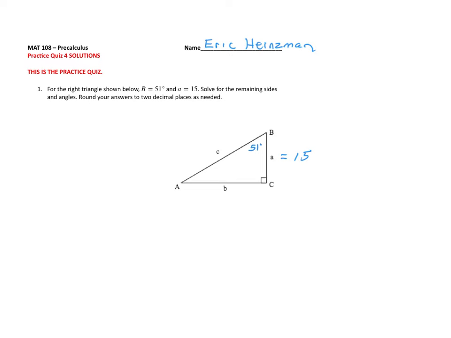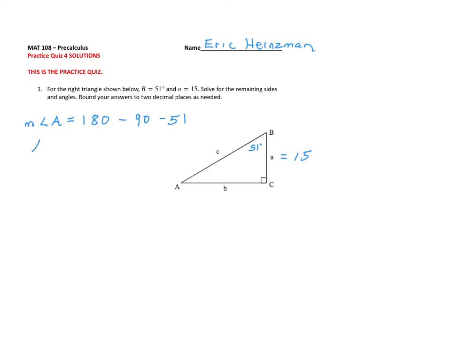Can we solve for the remaining sides and angles? And I'll round my answers to 2 decimal places. I need to know angle A, then side B and side C. I think I'll start with the measure of angle A. The sum of the 3 angles in this triangle must add up to 180 degrees. Therefore, the measure of angle A is equal to 180 degrees, and I'll subtract off 90 and also 51.